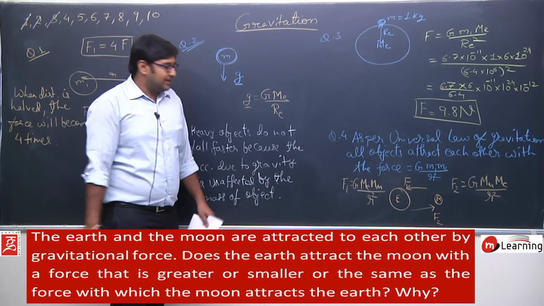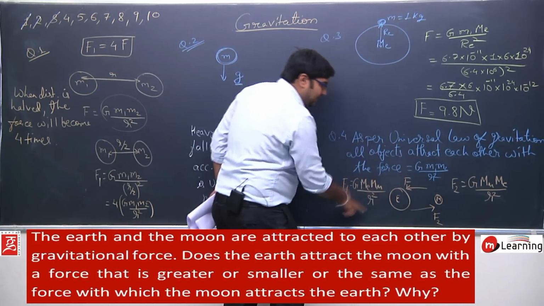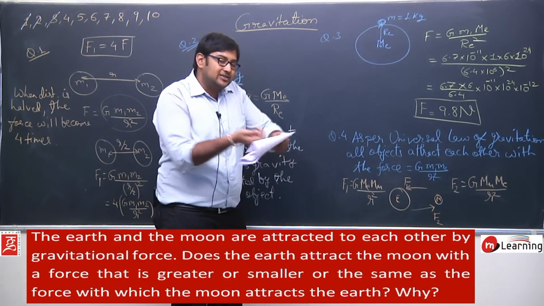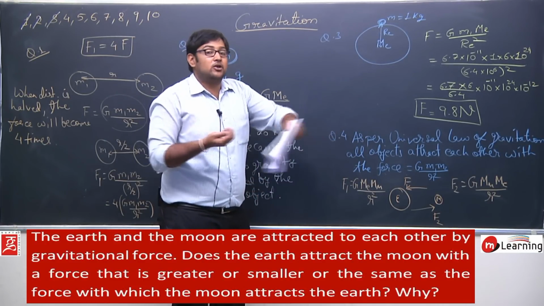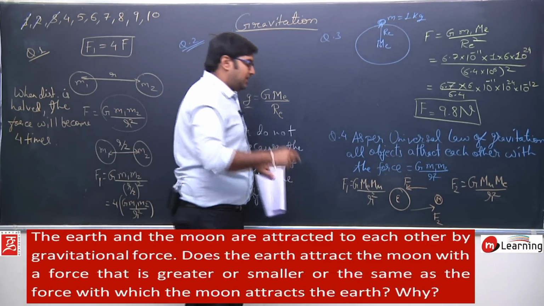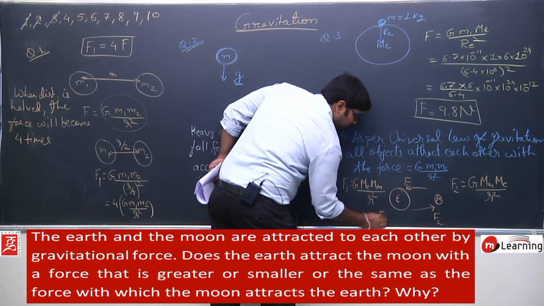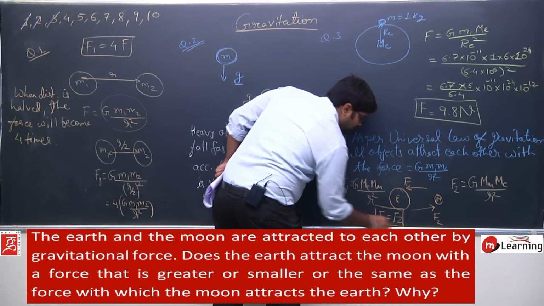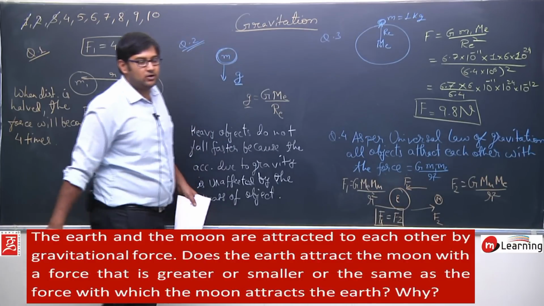We can see that both these forces are exactly equal, because ultimately the force is dependent on the distance between the objects and the product of their masses. I am simply multiplying the two masses. So that's why F1 will be equal to F2. That's why F1 has to be equal to F2.